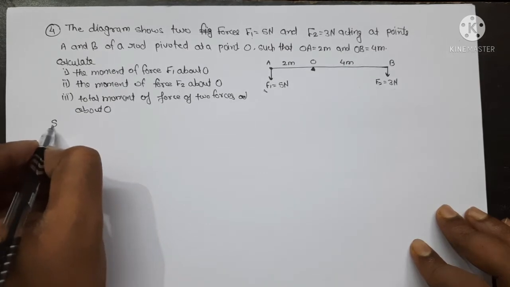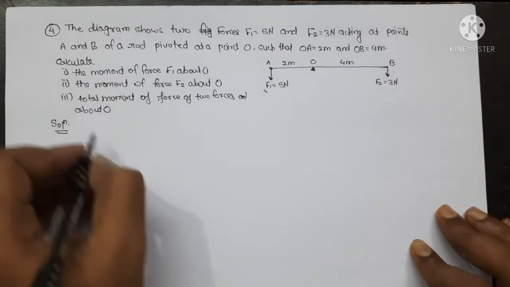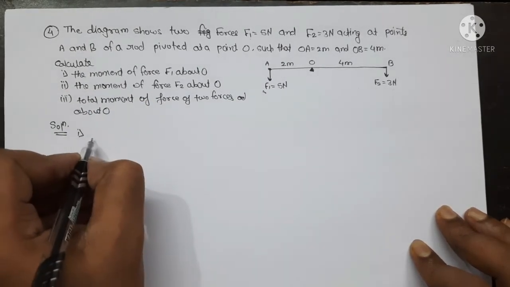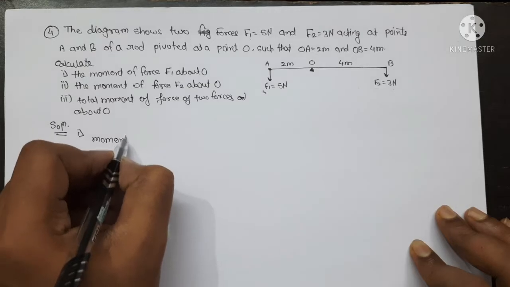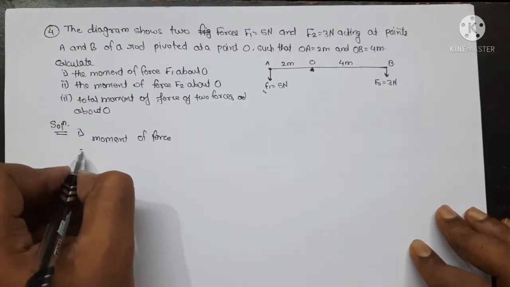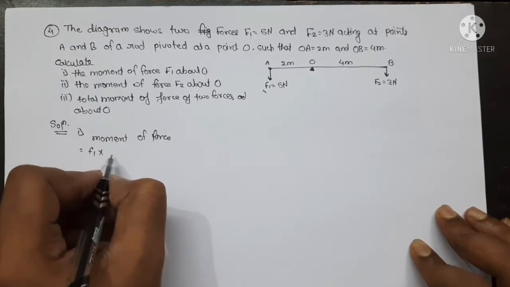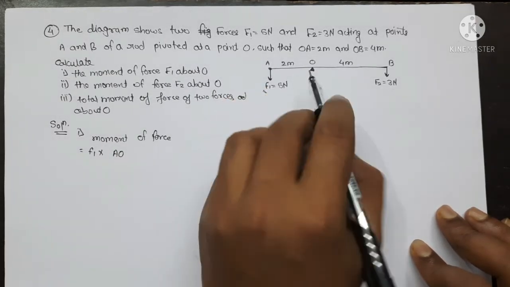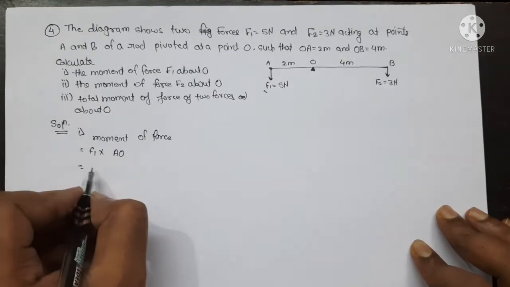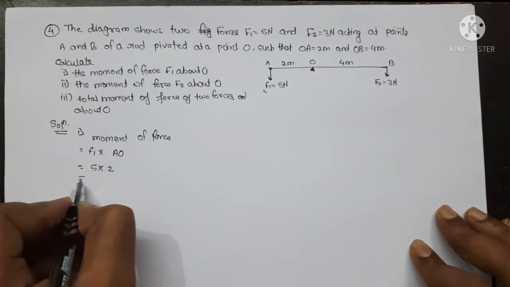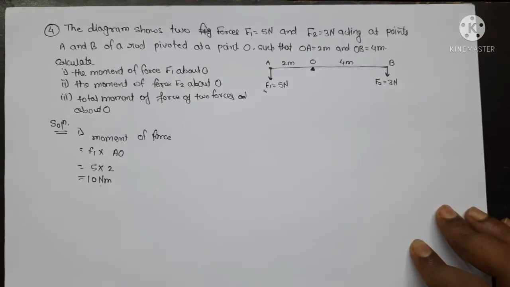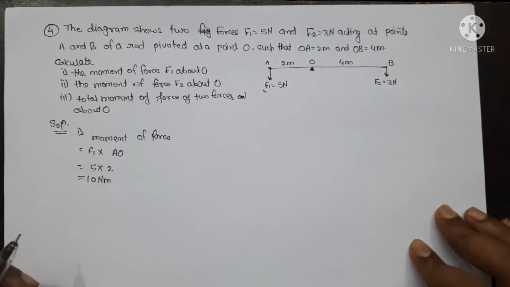First one. Now the first one is the moment of force. So what is the formula? Moment of force is nothing but force into distance. Distance in this case will be AO, because this is the pivoted point and this is A. And the force is F1. So 5 into the distance 2, that will be 10 Newton meter. See, always write the units in your answer, otherwise you can lose your marks.